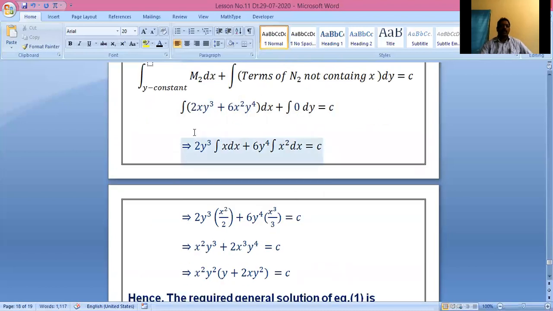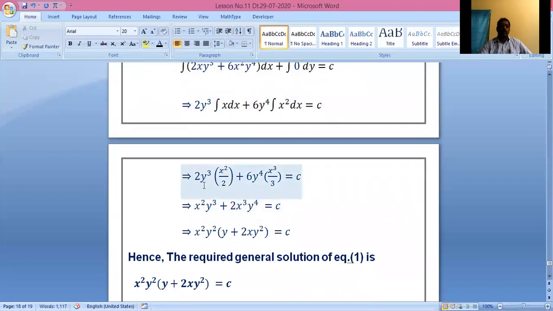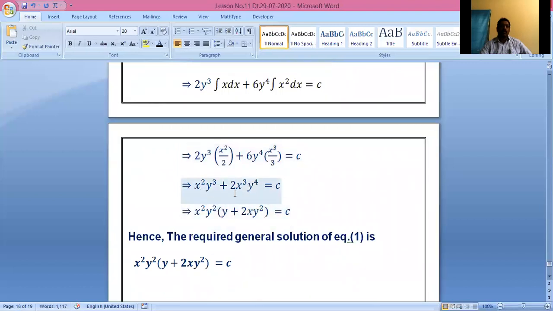That implies, here integrating with respect to x, treating y constant. In the first term, 2y cube is constant. Therefore, 2y cube into integration of x dx, plus in the second term, 6y to the power of 4 is constant. Therefore, 6y to the power of 4 into integration of x square dx is equal to c. That implies 2y cube into integration of x dx, which is x square by 2, plus 6y to the power of 4 into integration of x square dx, which is x cube by 3, is equal to c. That implies x square y cube plus 2x cube y to the power of 4 is equal to c.